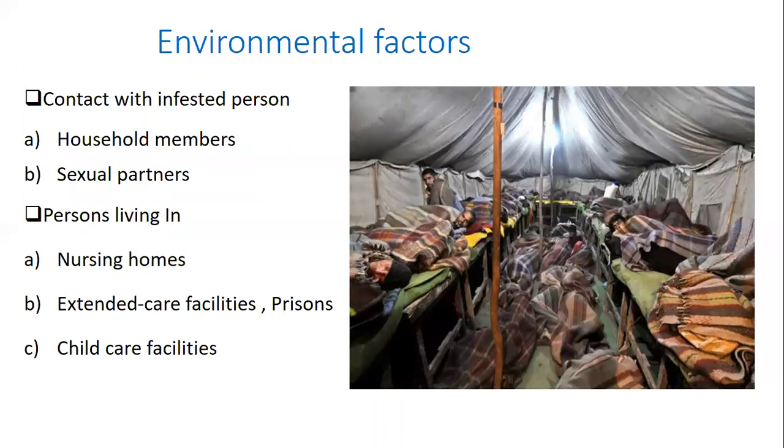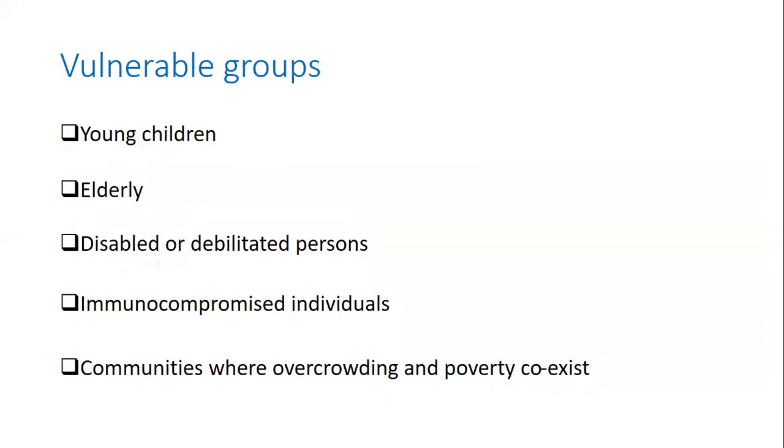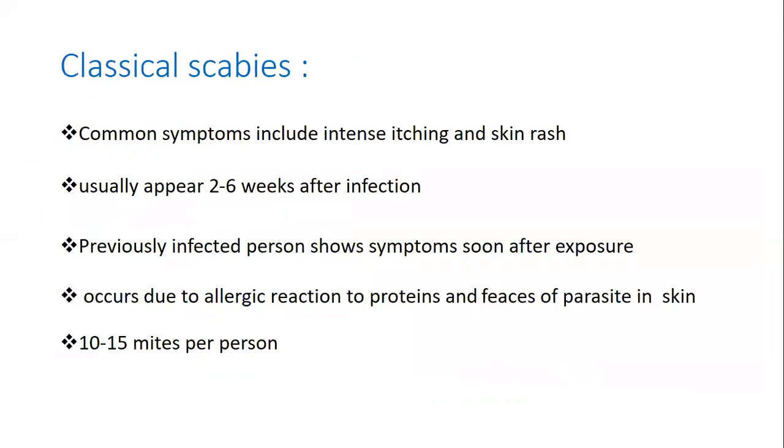Environmental factors: contact with an infested person, like household members and sexual partners, carries a high risk of getting infected. Persons living in nursing homes, extended care facilities, prisons, and child care facilities are at highest risk of transmission. Vulnerable groups are young children, the elderly, disabled or debilitated persons, immunocompromised individuals, and communities where overcrowding and poverty coexist. They have limited access to treatment. Scabies is of different types.